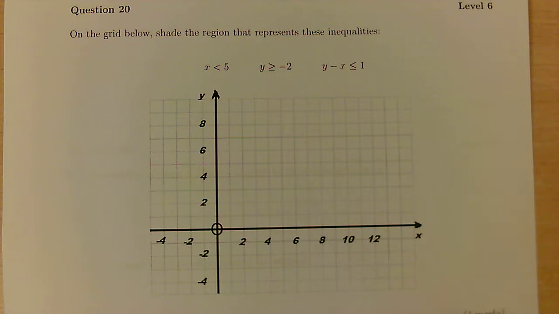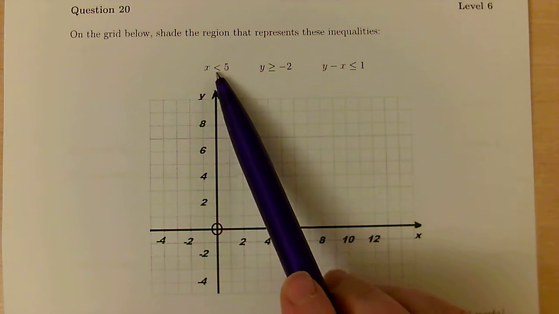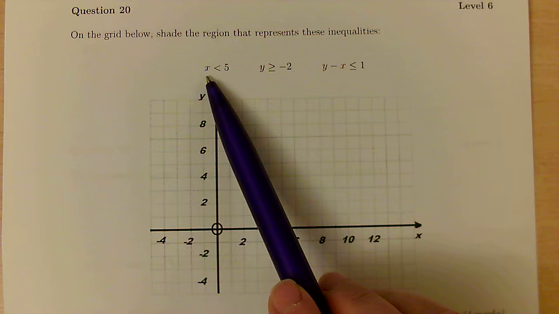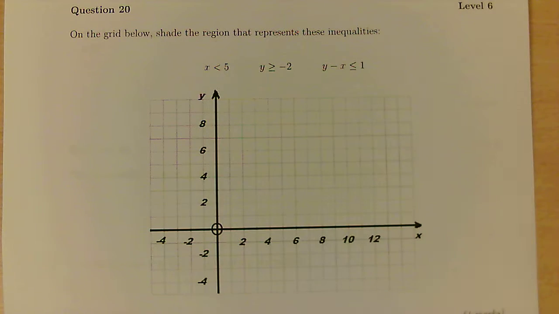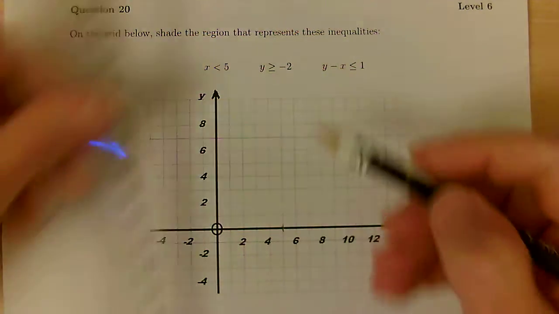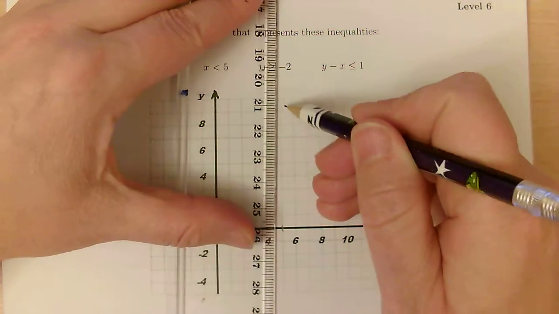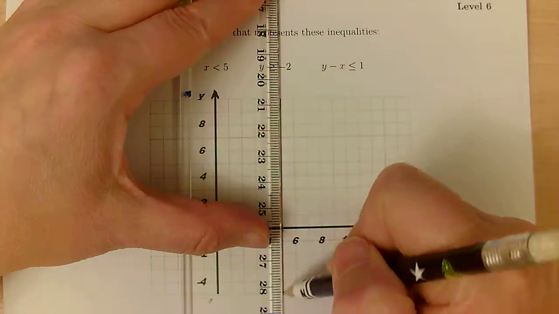Here is the question on the region, question 20. On the grid below, shade the region that represents this inequality. So first of all, let's show all the values of x that will be less than 5. First of all, let's find all x's that will be equal to 5. All x's equal to 5 will be here, right? So on this line, x equals 5.